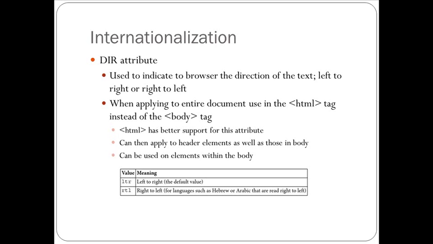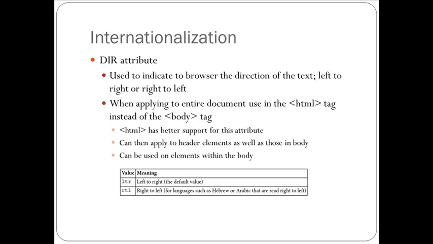The dir attribute is used to indicate to the browser the direction of the text. Does it read left to right, or does it read right to left? When you want to apply this to an entire document, you should use it in the HTML tag instead of the body tag. And you should do that because the HTML tag has better support for the attribute. You can also then apply it to any header elements as well as those in the body.